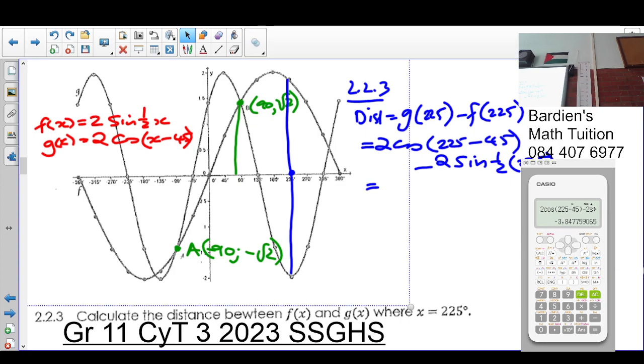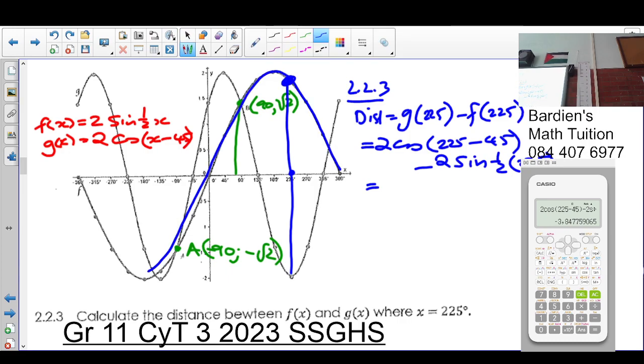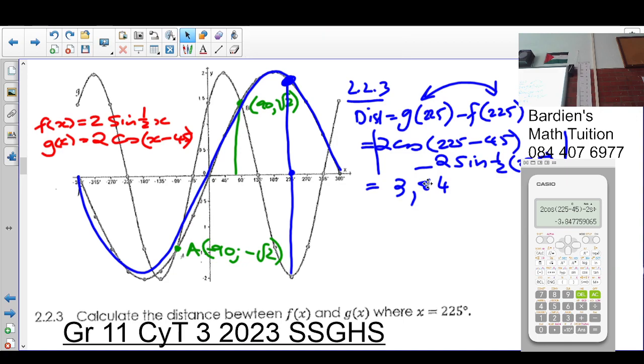You sure the cos graph is on top? No, it's not the sine graph on top. Not so, because it's this graph, which is the sine graph. It's actually the other way around. Take the absolute value of that and it's going to give you 3,84. Why is it negative? Because you're actually taking the bottom graph minus the top graph. That's why it's negative. You see that, people? It's actually the sine graph minus the cos graph.